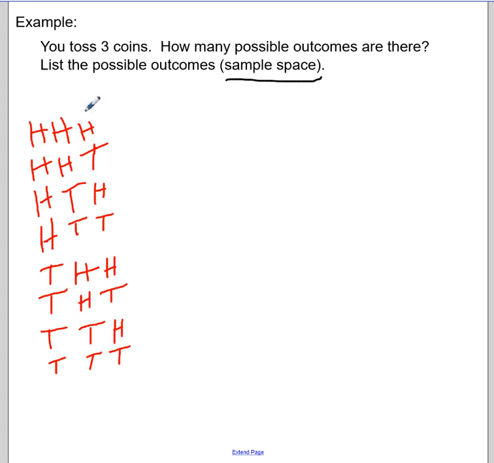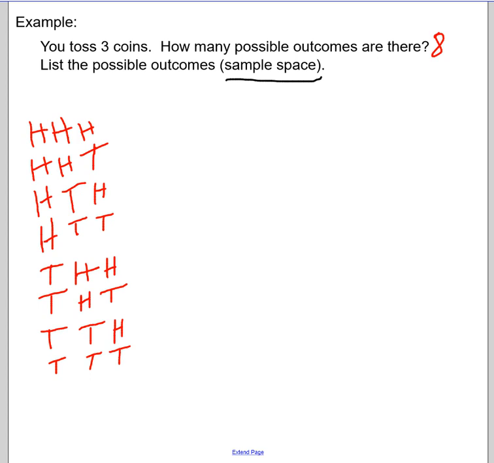This is my sample space. Again, my sample space is all possible outcomes. Then I'm asking you, how many possible outcomes are there? Well, let's count these. 1, 2, 3, 4, 5, 6, 7, 8. So the answer to this question, I have 8 possible outcomes in my sample space.